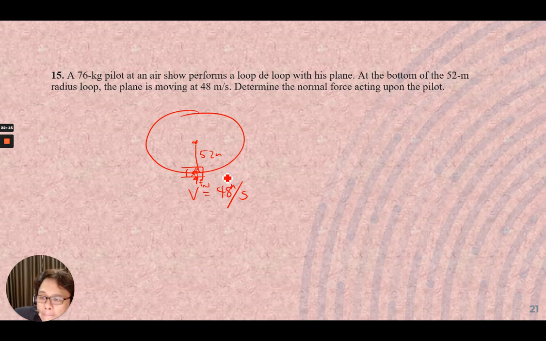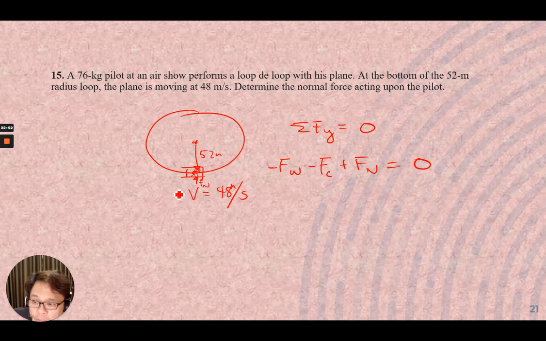Okay, so when we do the sum of forces along the y, actually that is equal to 0. What are the forces along the y? You have the force, which is the weight of the person. Okay, it's negative. And then ano pa yung force acting on the person? It would be the negative F sub c, the centrifugal force, which is headed downward, plus the normal force. It's equal to 0.